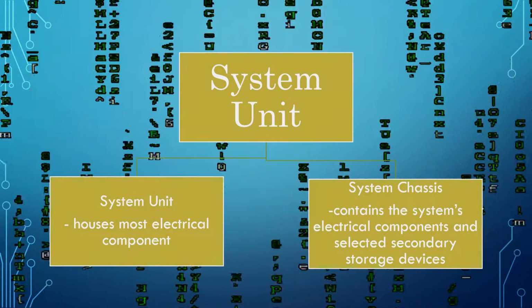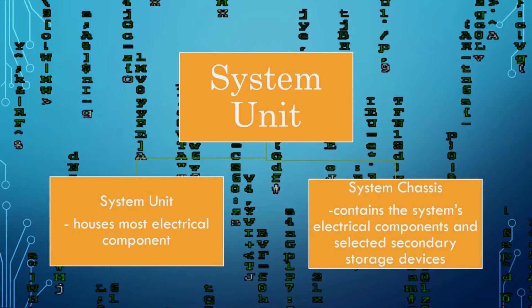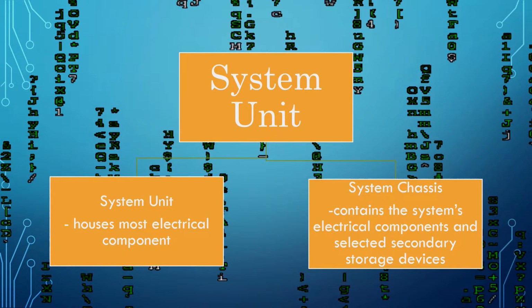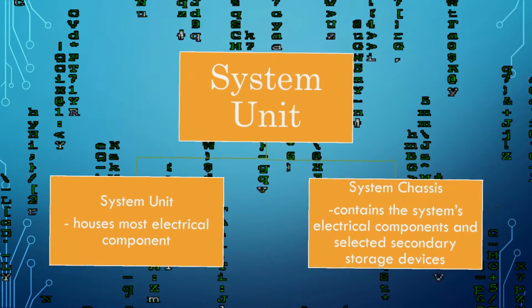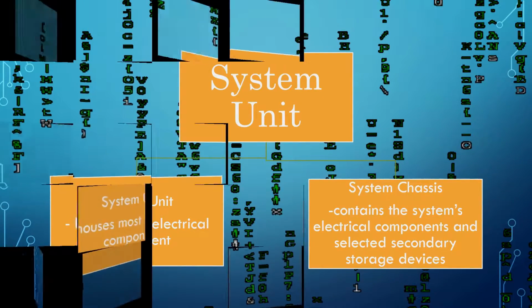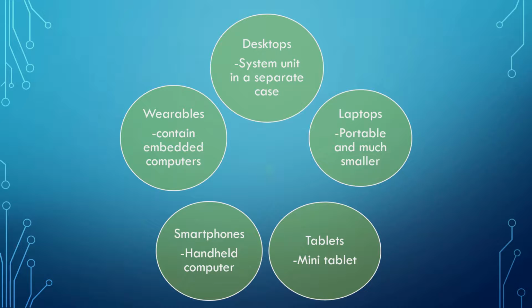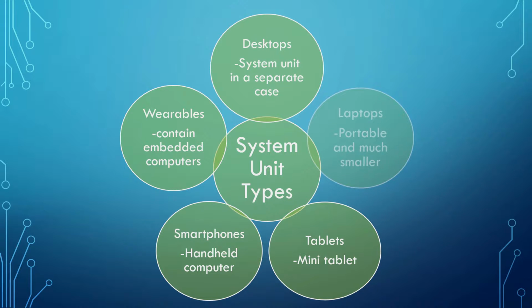The system unit houses most electrical components, where the system chassis contains the system's electrical components and selected secondary storage devices. There are 5 types of system units. First is the desktop, and then the laptop, which is much more portable and smaller than the desktop, and then mini tablets, smartphones, and wearables.